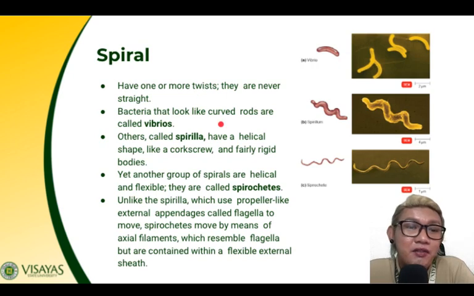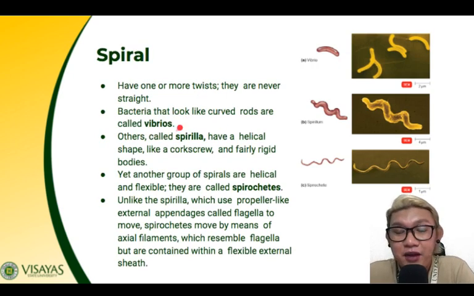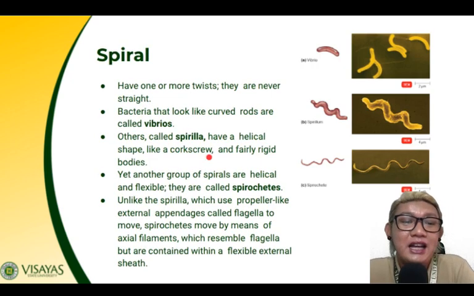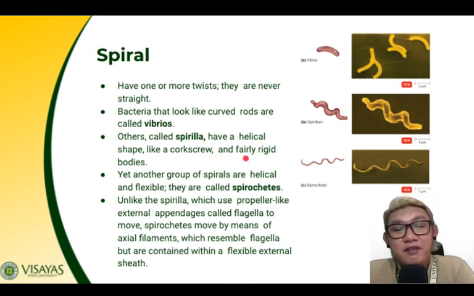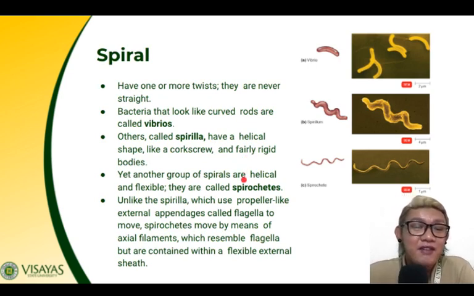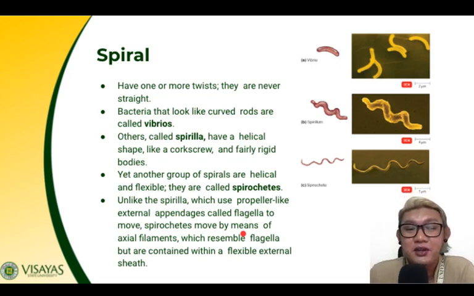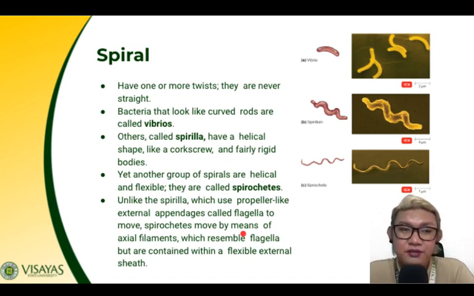Bacteria that look like curved rods are called vibrios, and there are many found in the marine environment. Others are called spirilla. They have a helical shape, like a corkscrew, and fairly rigid bodies. Yet another group of spirals are helical and flexible, unlike the spirilla. They are called spirochetes. Unlike the spirilla, which have propeller-like external appendages called flagella to move, spirochetes move by means of axial filaments, which resemble flagella but are contained within a flexible external sheath.